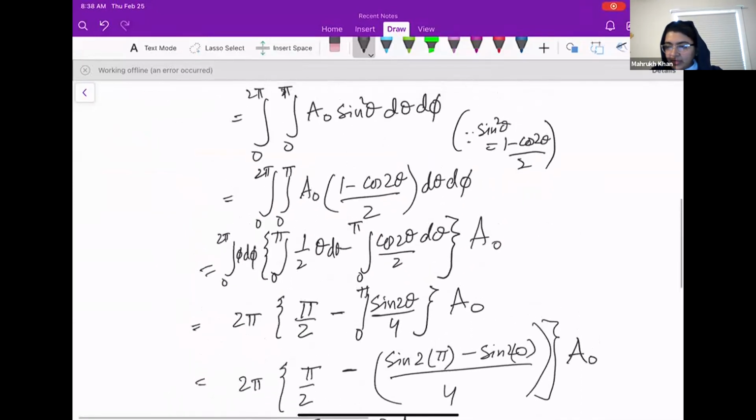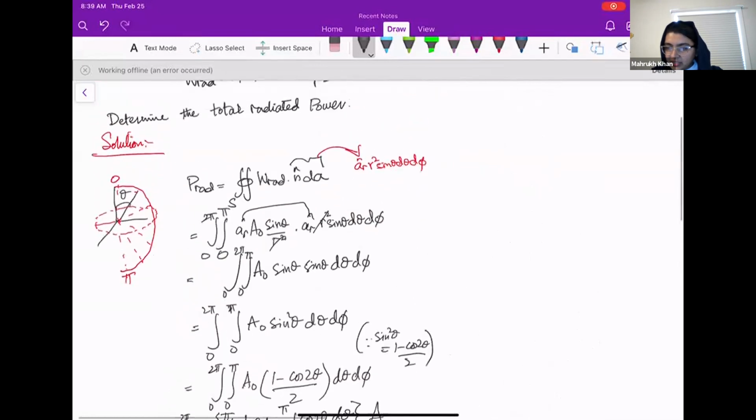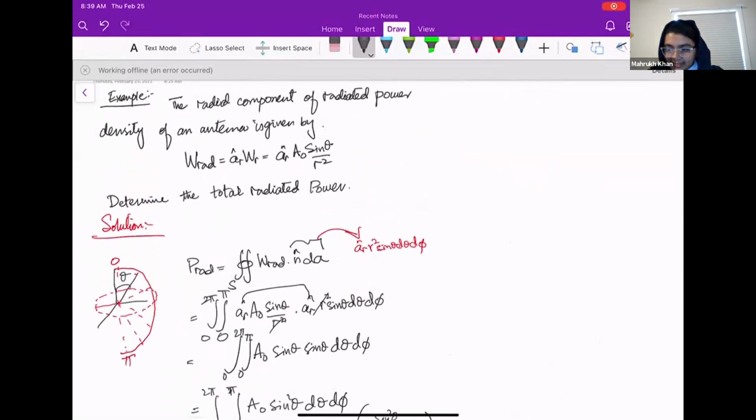So in the example problem, what you have done is just you were given average power density in terms of theta. This is not in terms of phi. And you just plug this in your radiated power formula, and you will solve it according to the equation. Another thing is that it is also important to know the limits, that your theta will vary from 0 to pi and your phi will vary from 0 to 2 pi. Okay, and that's about it.